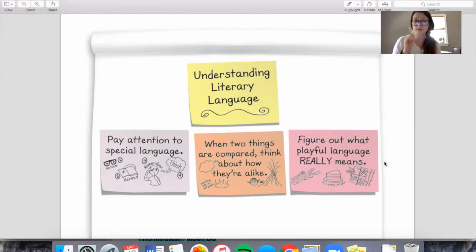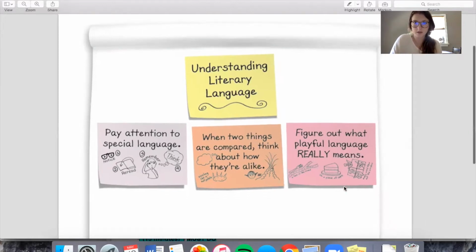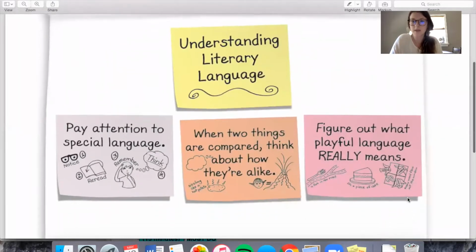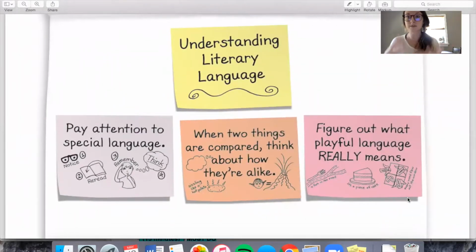And then we can also figure out what playful language really means. So when we think about things that an author sometimes says in a book, right, it doesn't exactly mean what they're writing. Right? For example, when we see this picture here, I'll zoom in a little bit if I can. When it says it's a piece of cake, right? It doesn't mean something is actually a piece of cake. It means something that is really easy.